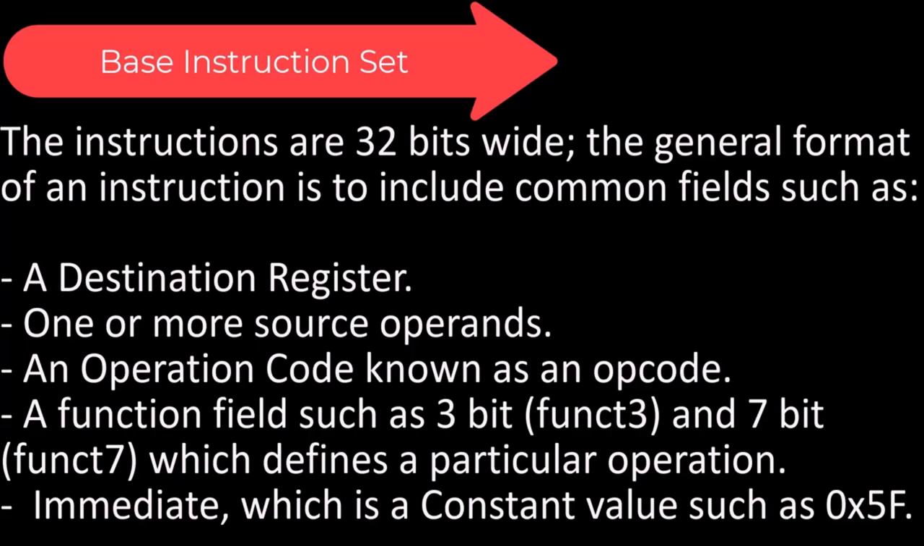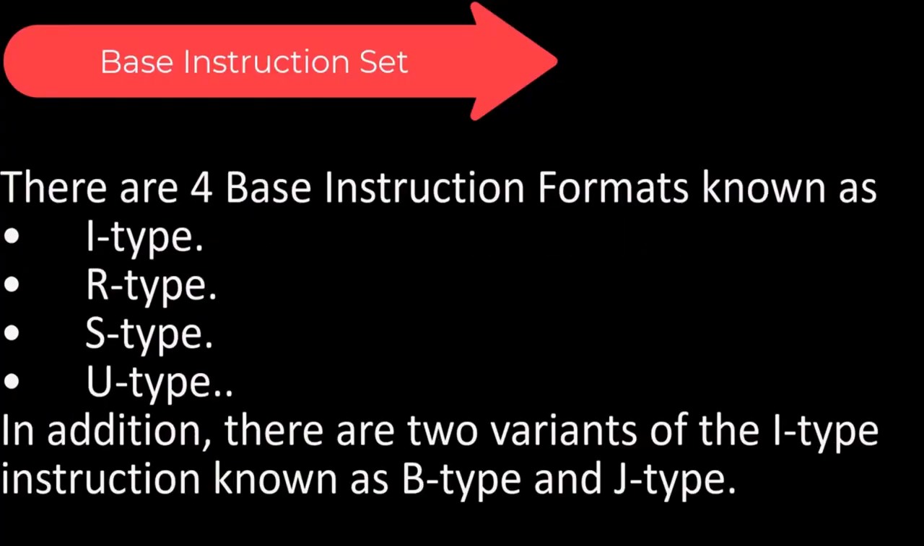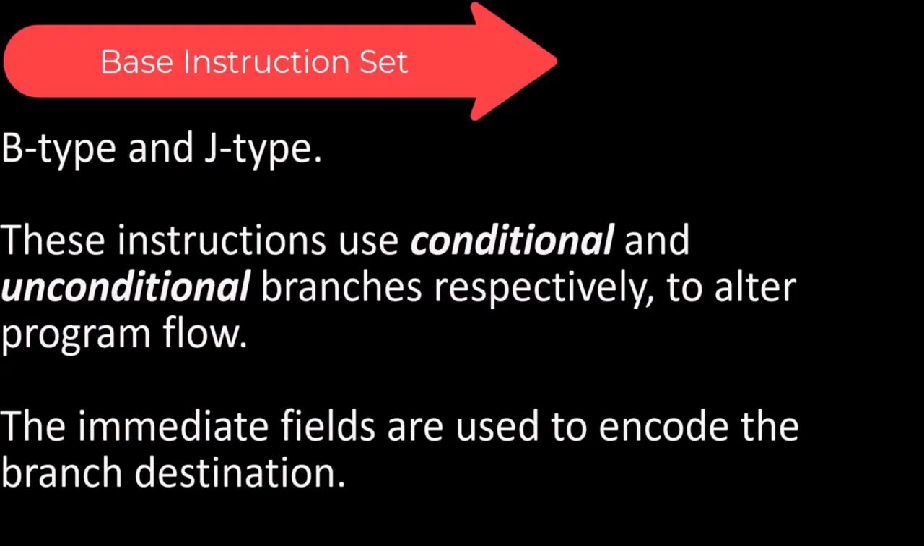Immediate, which is a constant value such as hexadecimal 5F. There are 4 base instruction formats known as I-type, R-type, S-type, U-type. In addition, there are 2 variants of the I-type instruction known as B-type and J-type. These instructions use conditional and unconditional branches respectively, to alter program flow. The immediate fields are used to encode the branch destination.